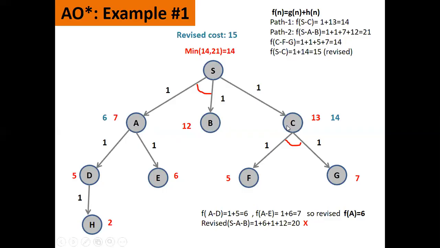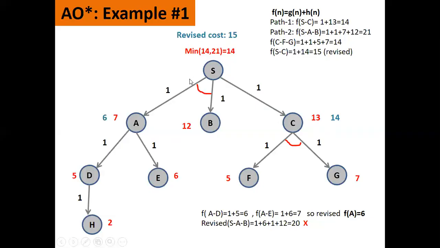Now let us calculate the cost of S from S to C and from S, A and B. So how do we calculate? Path 1 is S to C. If you apply the function f(n), where n is S, the actual cost of reaching from S to C is 1, right? g(n) is 1 and h(n) is how much? 13, right? So f of S to C is 1 plus 13, that is 14. So the cost you could calculate for the node S is 14 if you follow this path 1.